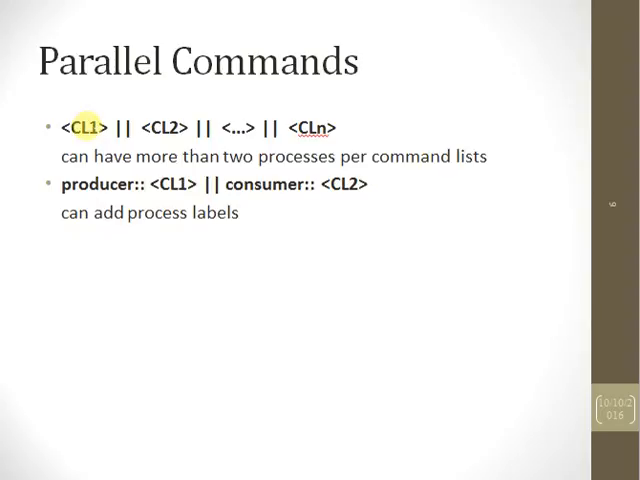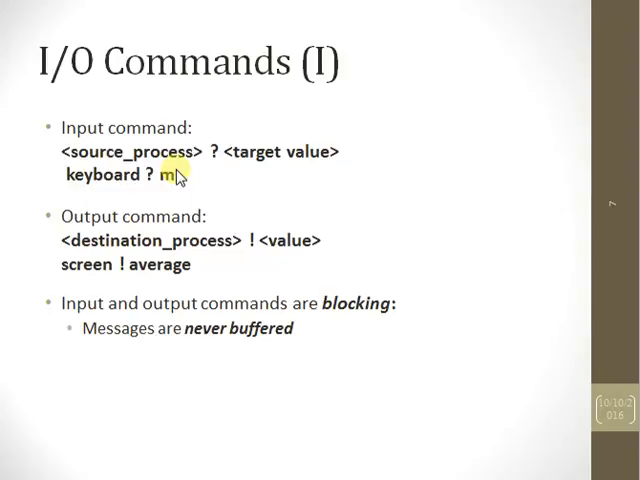How are IO commands represented? These are the input commands, these are the output commands, and this is the process to which we want to send the message, and this is the target value which we want to send. Suppose there are two processes, screen and keyboard. Screen has computed some value m and wants to send it to the keyboard process, so it is denoted this way. And at the keyboard process, it is receiving the message from screen and it computes a value average as input.